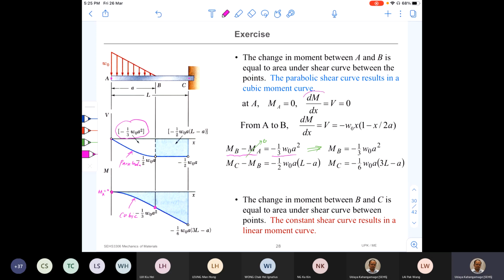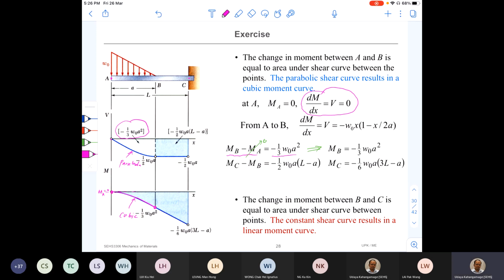That means dM over dx, the slope of the curve at that point, is equal to 0. Right? So you can see that here, if you draw the slope, it is 0. Okay, so that is why the shape is like this up to that point.